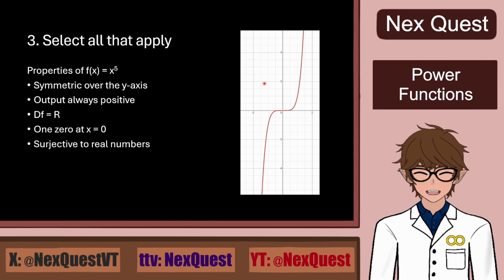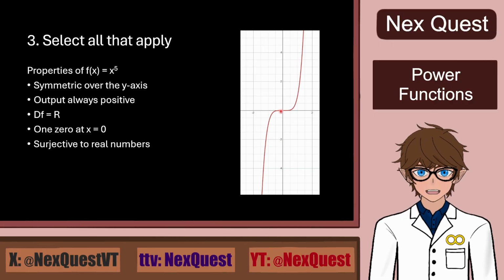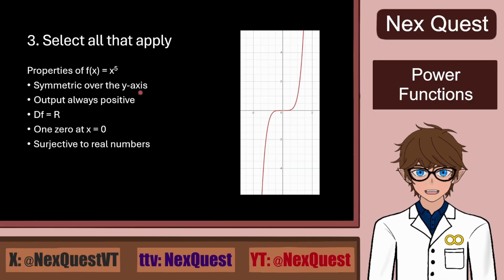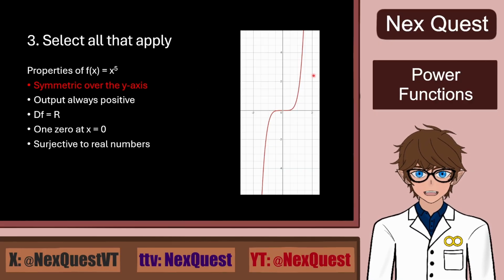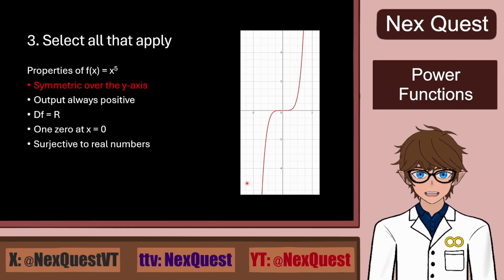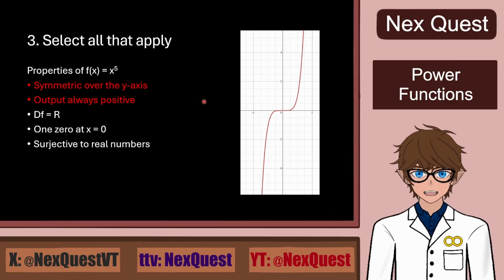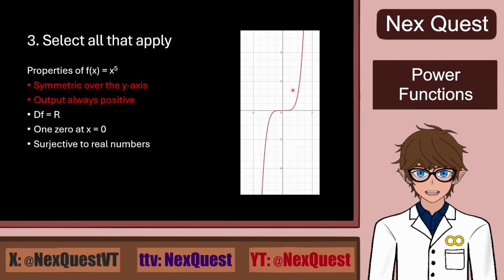First, is it symmetric over the y-axis? We know it isn't. We see that it is symmetric over (0, 0), but not over y, so this is wrong. Now for the output. We see that the y values reach into negatives, so output cannot always be positive. As we clearly see, it's negative here. The domain of the function, we can see that we can basically put in any value from real numbers and we still get a result. So this one is correct.